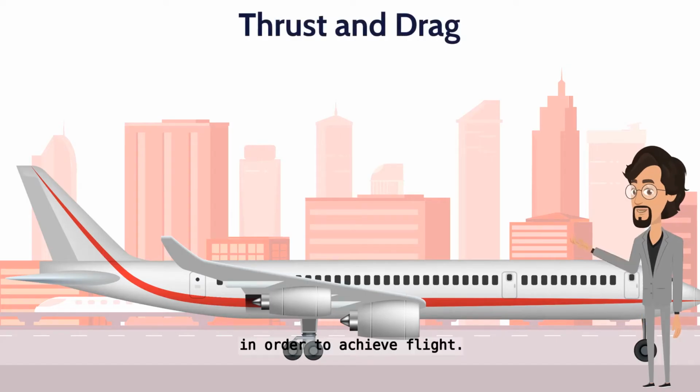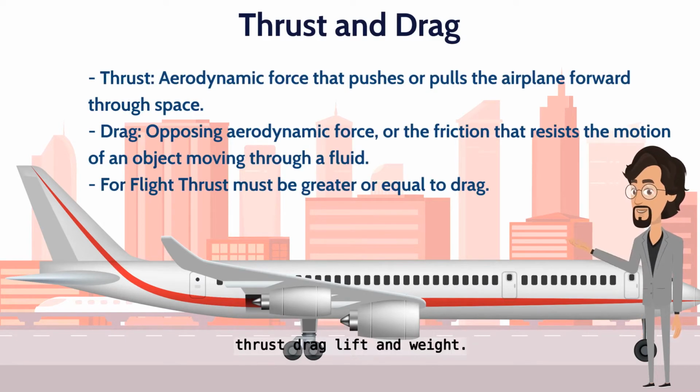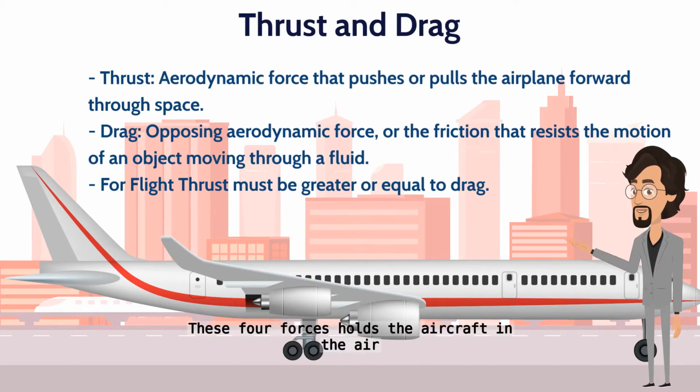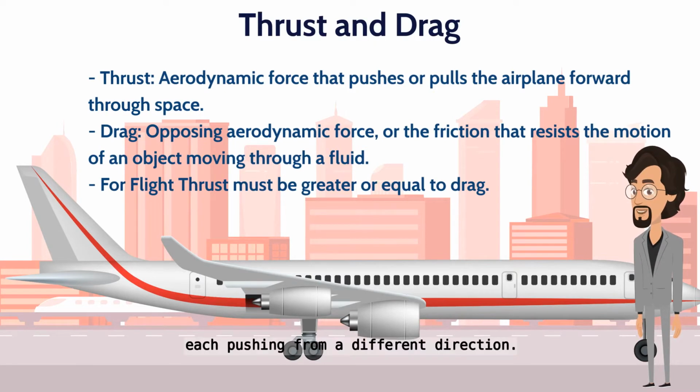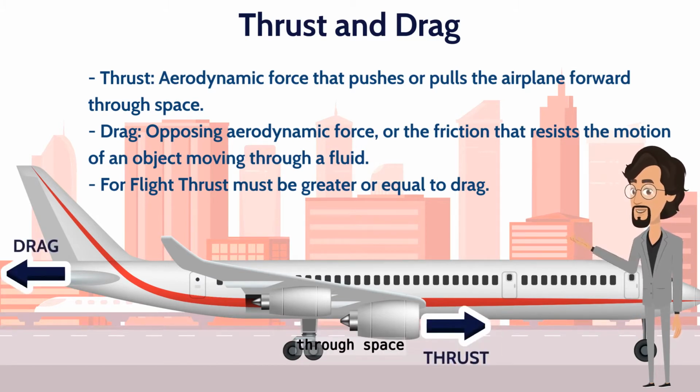In order to achieve flight, we have to exploit the four basic aerodynamic forces: thrust, drag, lift and weight. These four forces hold the aircraft in the air, each pushing from a different direction. First, let's examine thrust and drag. Thrust is the aerodynamic force that pushes or pulls the airplane forward through space.